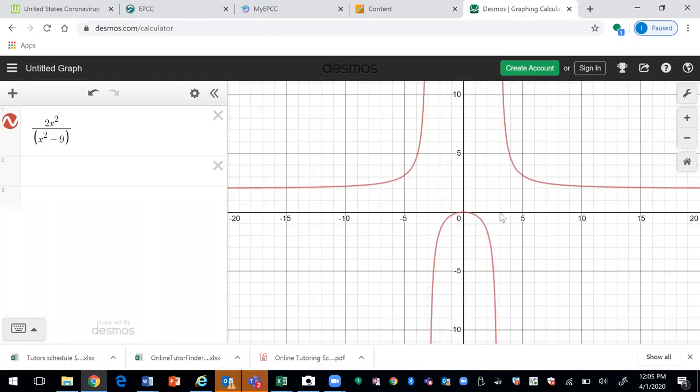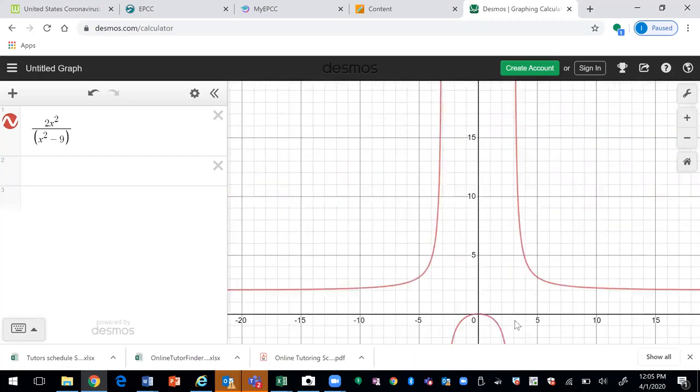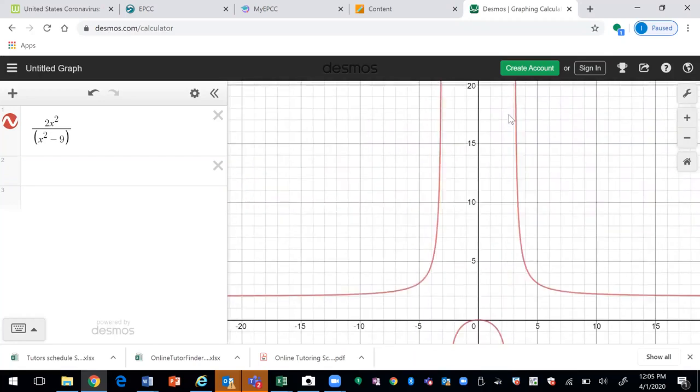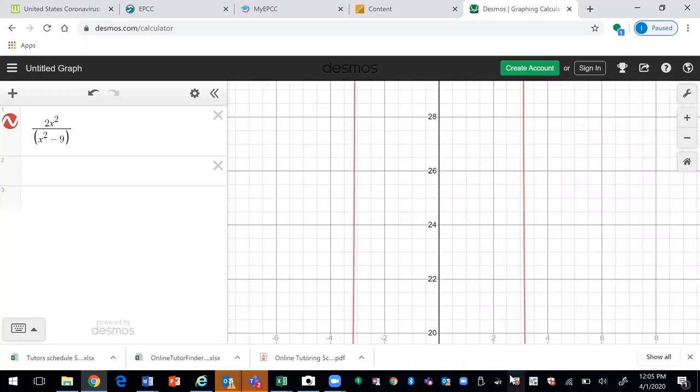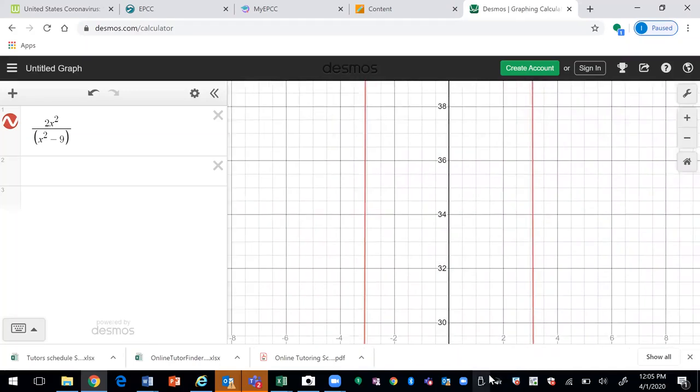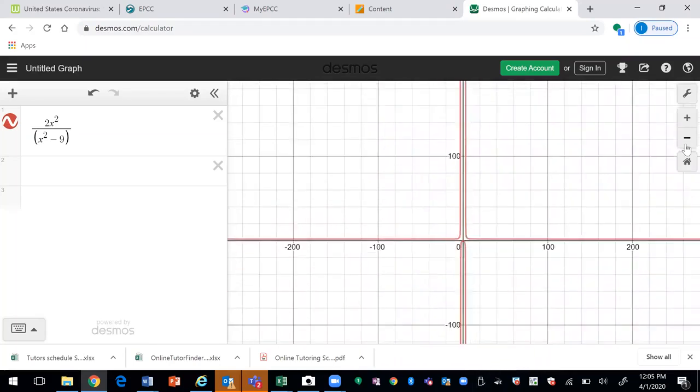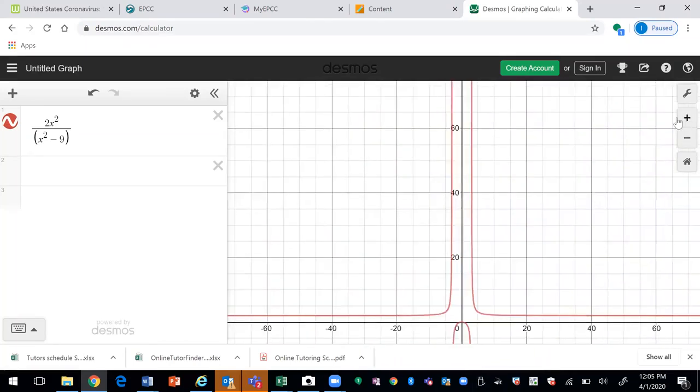This is 1, 2, 3. You can see the graph is getting closer and closer to the 3, but it's never going to get there. As I zoom in, you can see the line is never getting to that 3. So that is one way that you can check if you're working these out correctly.